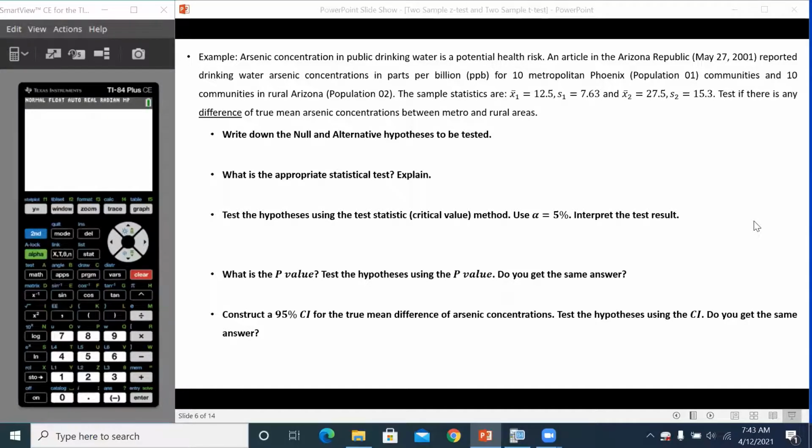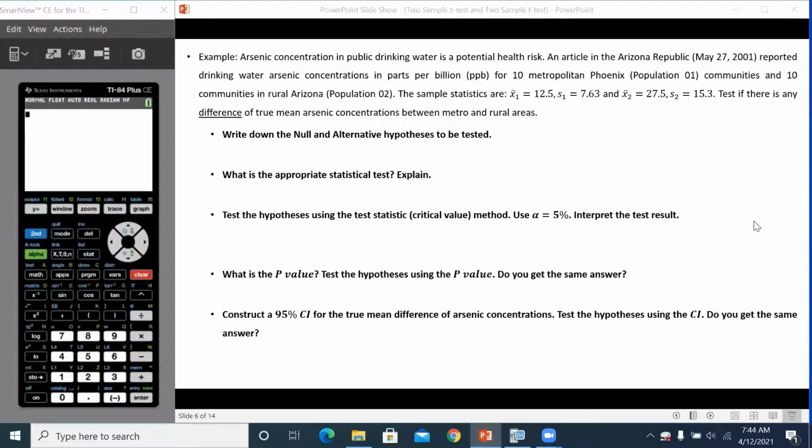Arsenic concentration in public drinking water is a potential health risk. An article in the Arizona Republic, May 27, 2001, reported drinking water arsenic concentrations in parts per billion for 10 metropolitan Phoenix communities, which is population 1, and 10 communities in rural Arizona, which is population 2. The sample statistics are x1 bar equals 12.5, s1 equals 7.63, and x2 bar equals 27.5, and s2 equals 15.3. Test if there is any difference of the true mean arsenic concentrations between metro and rural areas.